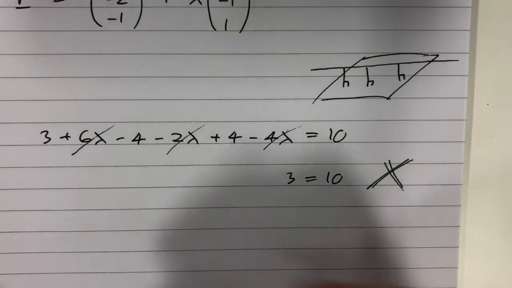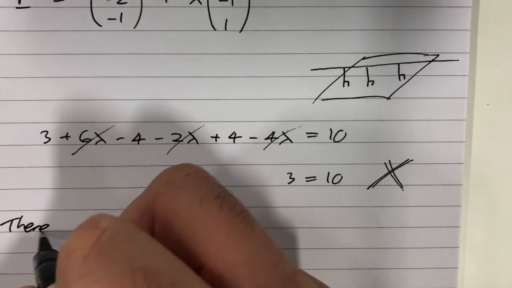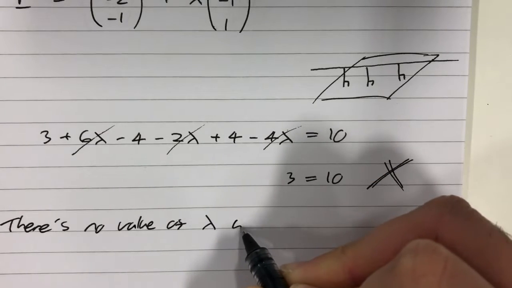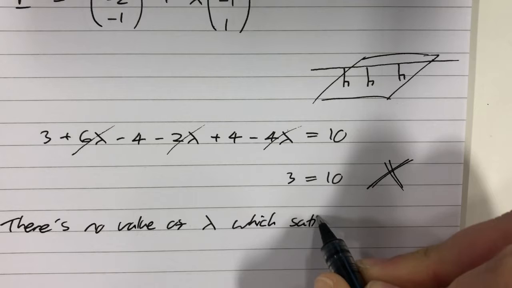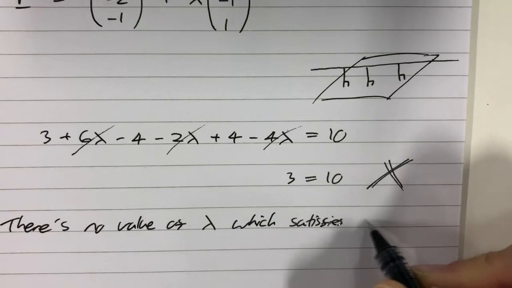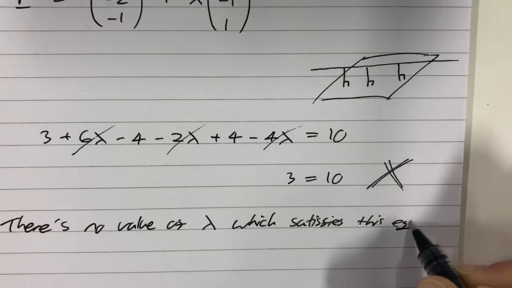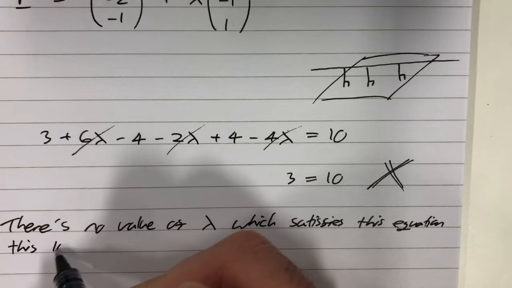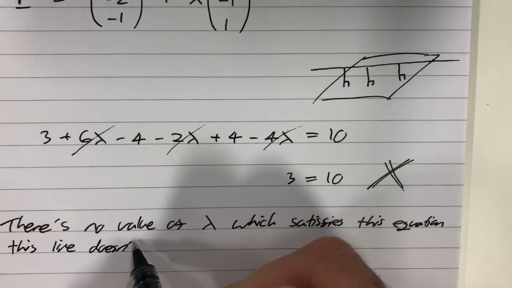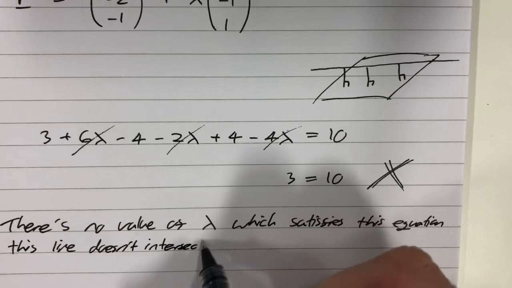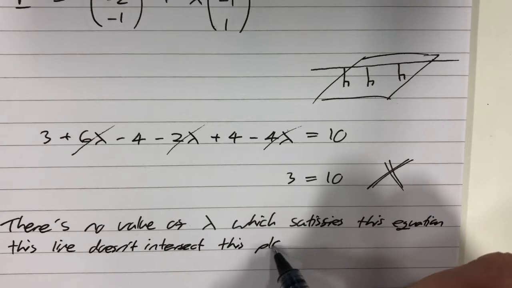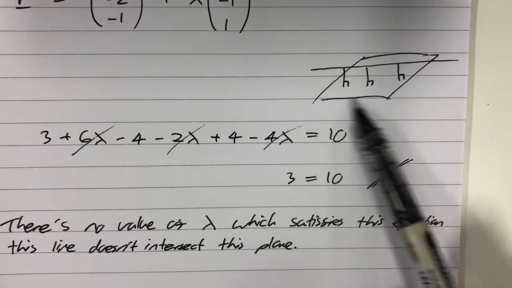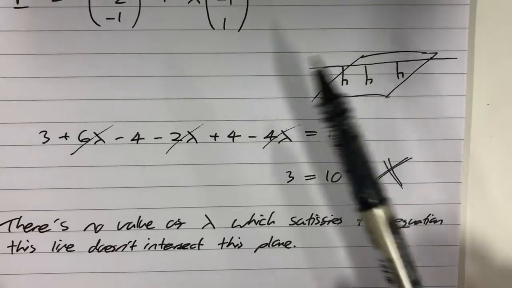Okay, 3 doesn't equal 10. In other words, there's no value of lambda which satisfies this equation. Therefore, this line doesn't intersect this plane. And the only configuration you can have of that in 3D space is that the line is parallel to the plane. Okay, quick little check.